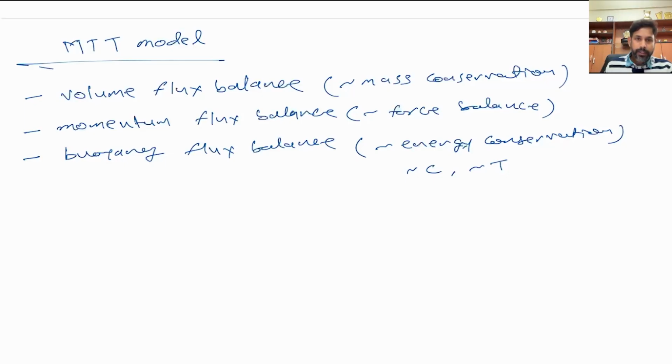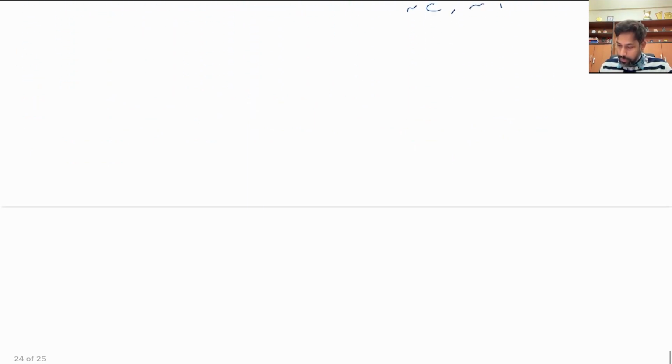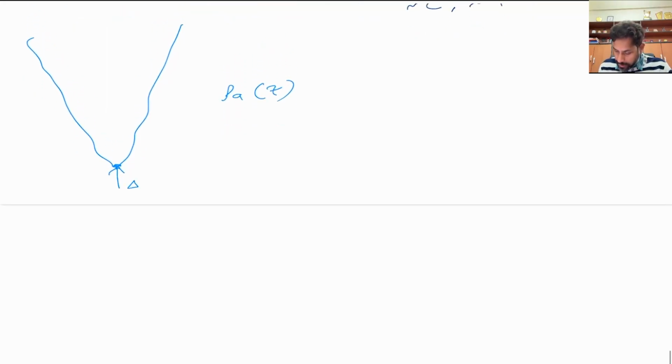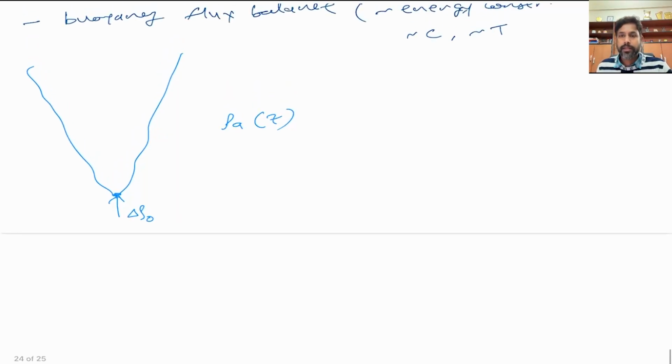Okay, so let's start with mass conservation. So to be able to do that, let's consider that we have a plume which is going up, and rho ambient here is a function of z, and this is coming out with some delta rho, right? Delta rho naught you can call, which is the initial density difference. Okay, and as it rises up, this q is changing, which is a function of z.